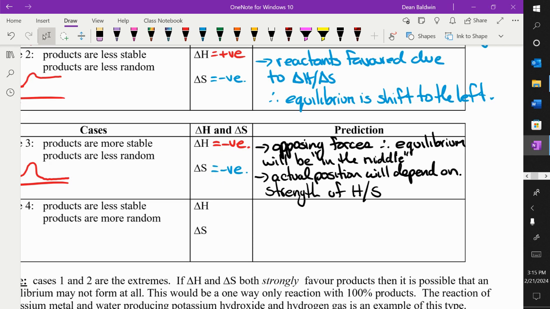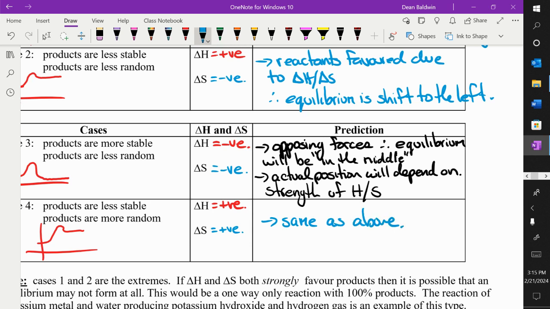And then the final one, last thing we'll do today, if the products are less stable, that's an endothermic reaction, sorry. So delta H is positive. Products are more random. Delta S is positive. It's going to be the same as above. You'll be somewhere in the middle that's going to change depending on the reaction.